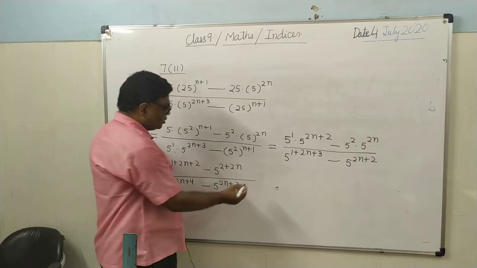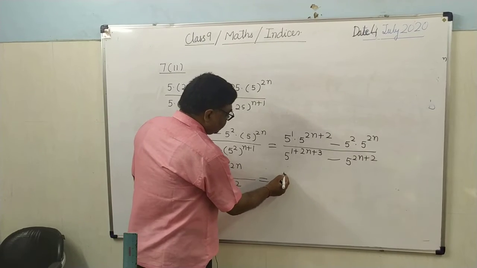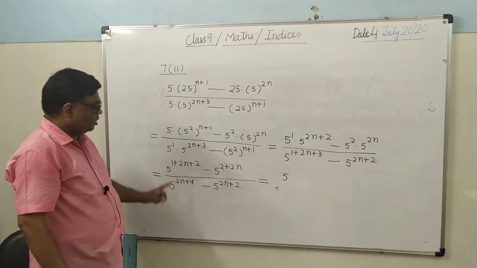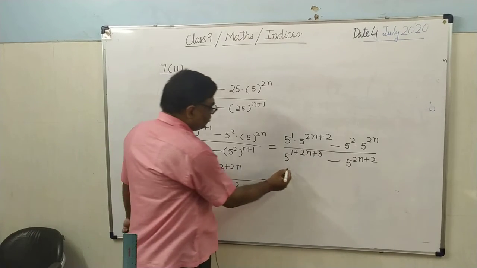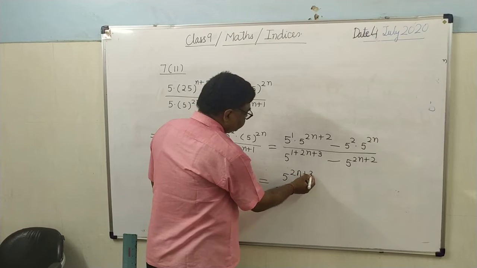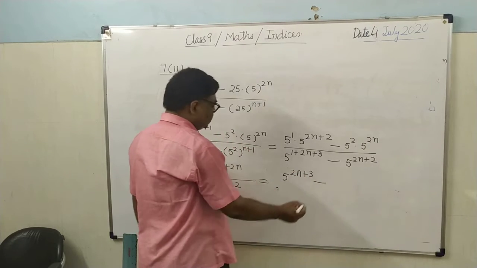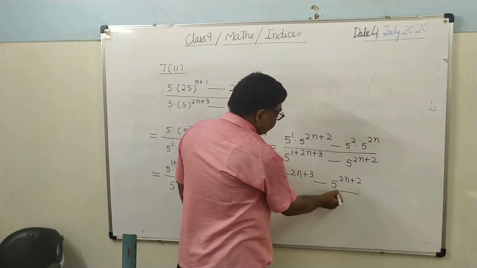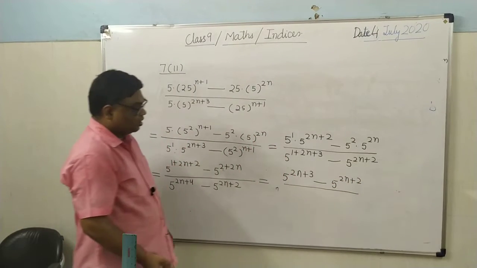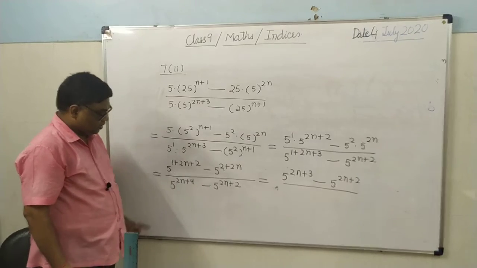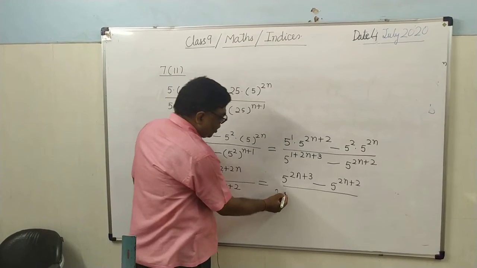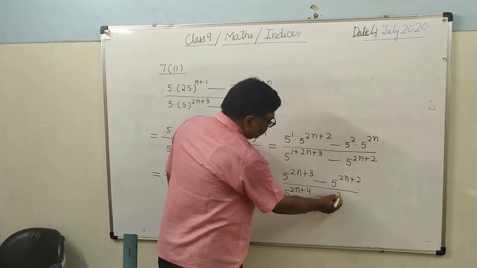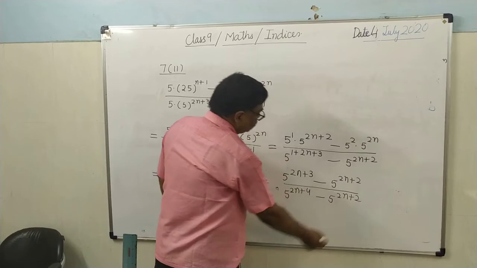So once again you can see here, 5 to the power 1 plus 2 is 3, 3 plus 2n, that is 2n plus 3, minus 5 to the power 2n plus 2. First you write down the term of 2n. Here 5 to the power 2n plus 4 minus 5 to the power 2n plus 2.